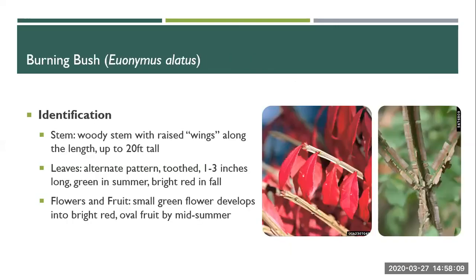Finally, we have burning bush. This is another common species that has been planted in gardens. It has a woody stem with these raised wings, as you can see in the photo, and it can grow up to 20 feet tall. The leaves grow alternate along the stems and are toothed and are about between 1 and 3 inches long. They're bright green in the summer and then turn this really pretty red color in the fall, which is why they're so popular. They also have these green flowers that develop into red oval fruit by midsummer.